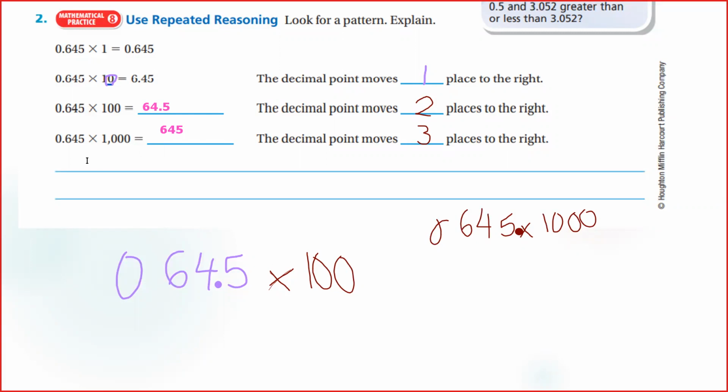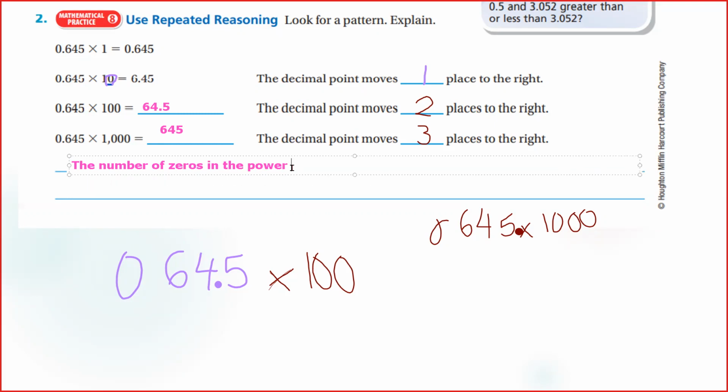No. We don't need to put zero because it's after the number. If you have a whole number, a zero to the left is important, but if it's on the right, it's not very important. So here, the number of zeros in the power of 10 tells you how many places to the right to move the decimal.